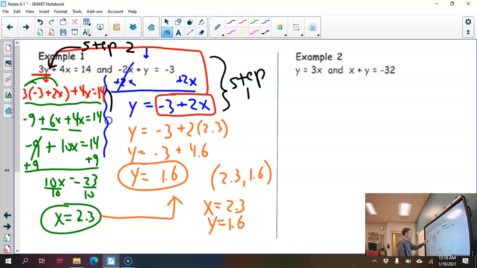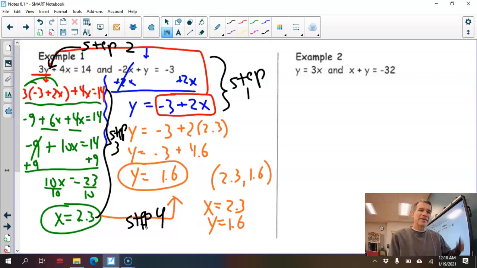Then step 3, I solved for x. And then step 4, I substituted back: once I had my x value, I substituted it back into the first equation, right? All right, that is about as hard as it gets when you have to do all 4 steps.